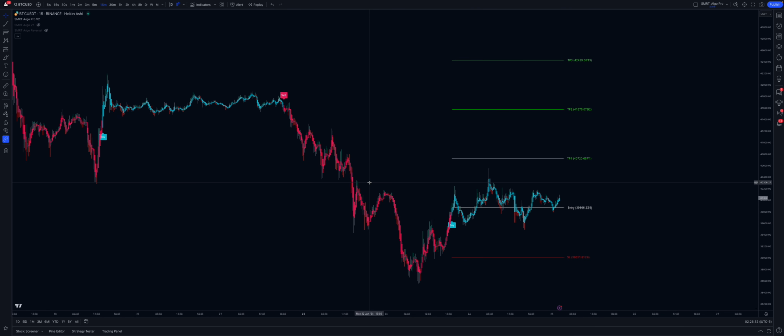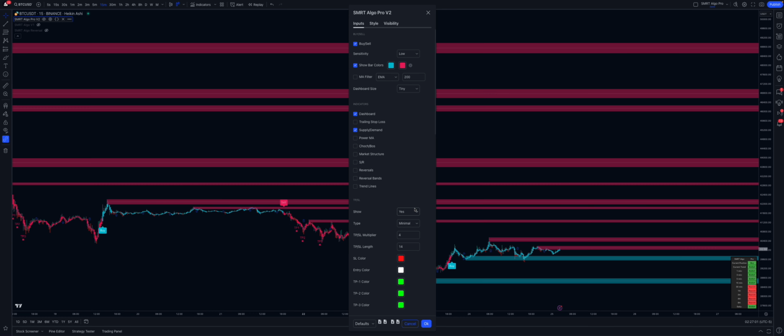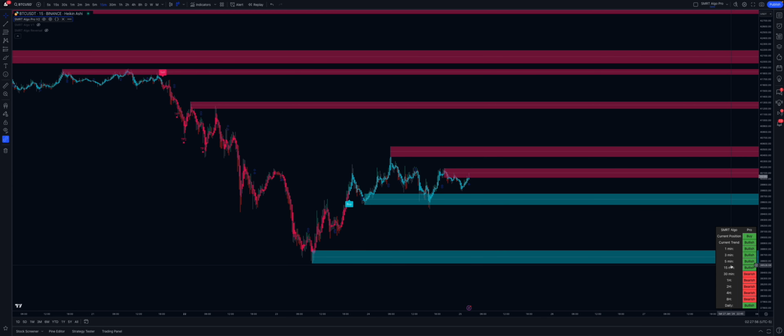What most of our users like to use in conjunction with the pro indicator is the supply and demand indicator and the dashboard. So the dashboard is basically a trend dashboard. It shows you what other time frames are saying about the trend. So if I set this to normal, you can see that we have the dashboard on the right. So we see that from the dashboard here, our current position is a buy, and ranging from the 1 minute to the 15 minute, we are in a bullish trend. Compared to the 30 minute to the 8 hourly, we are in a bearish downtrend.